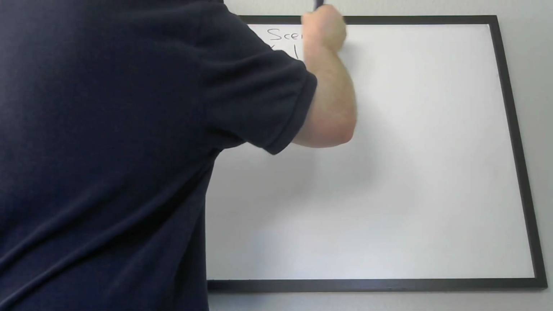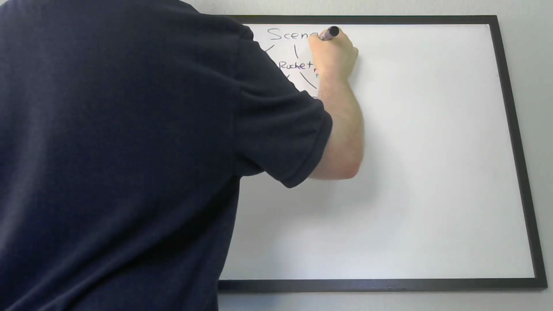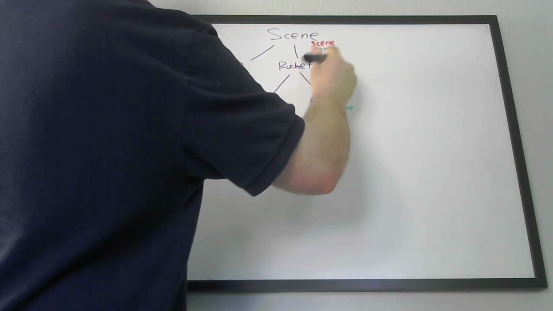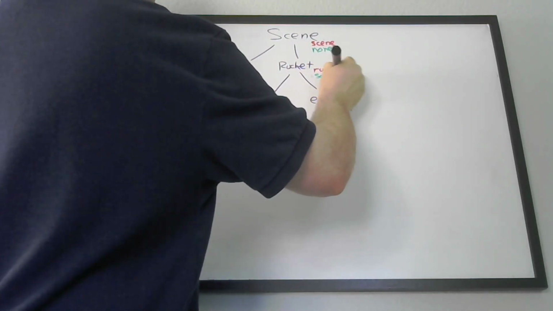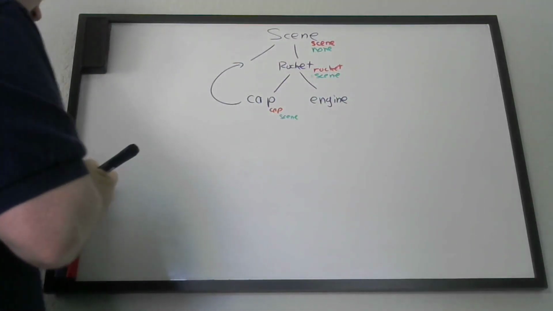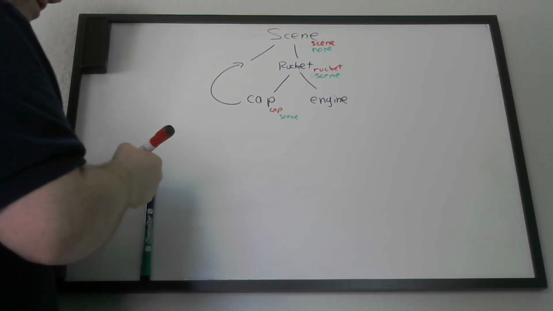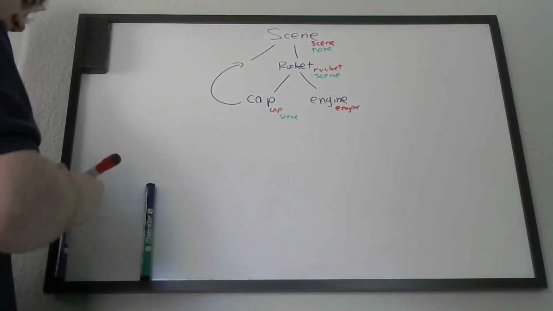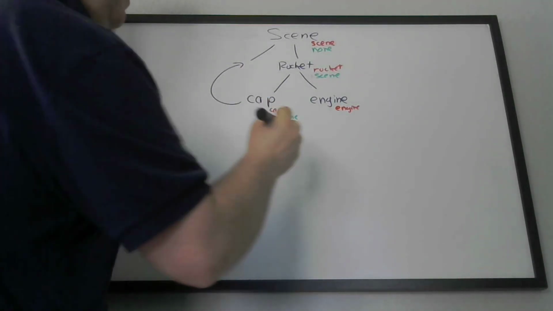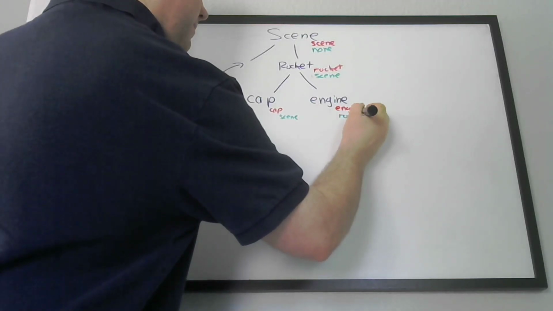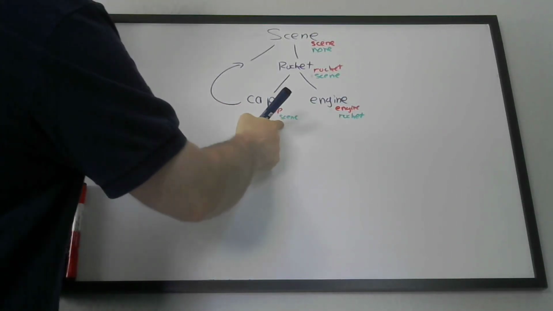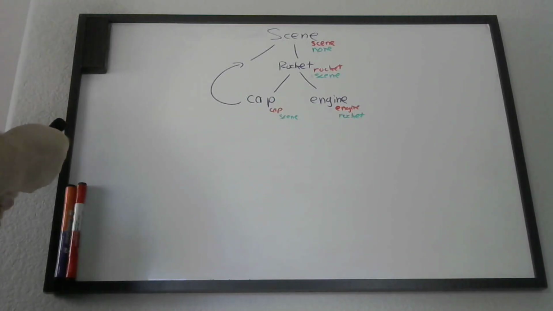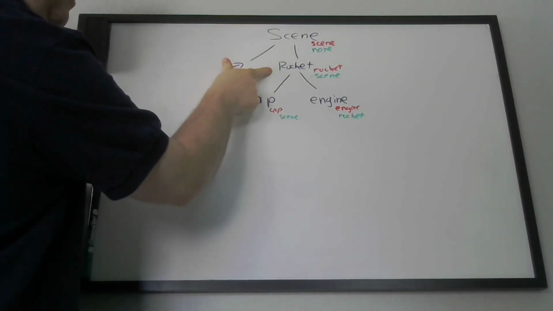What if instead of none, I just said that you were, actually you would be none because you have no parent. I want you to be a child of the scene. To be consistent, let's give you the red too. Your type is engine, and your parent is rocket. Your type is cap, and your parent is now scene. So obviously, you are not scene.